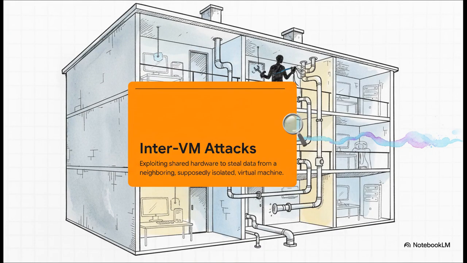And this brings us to one of the scariest threats out there. Inter-VM attacks. Think about it like this. Your virtual machine is like an apartment. You assume your walls are solid, right? But these attacks are like someone in the next apartment figuring out how to listen to you through the shared plumbing. Because these VMs share physical hardware, like a CPU, clever attackers can exploit these side channels to literally steal data from a neighboring machine. It's proof that the isolation we count on, well, it isn't always as solid as we think.